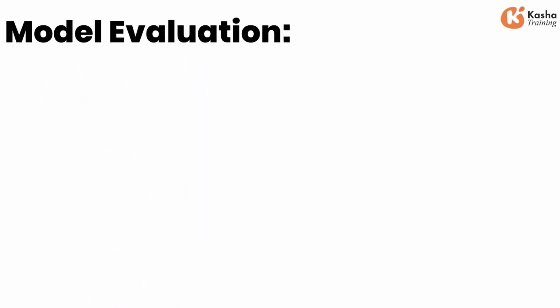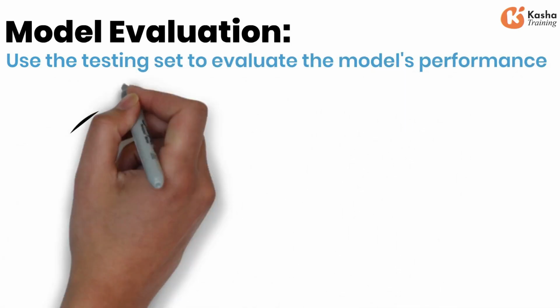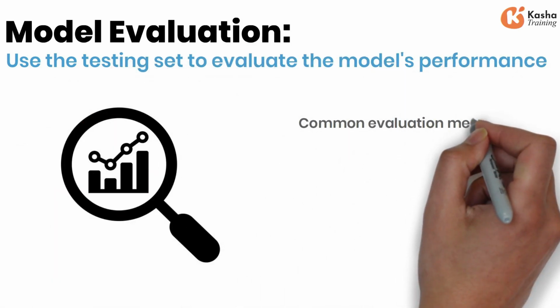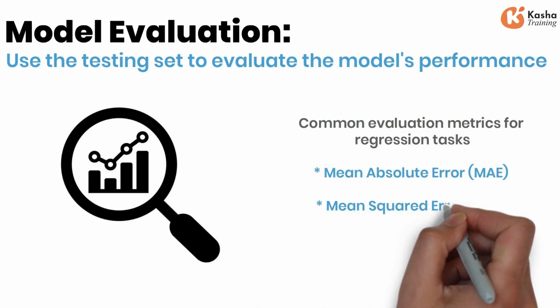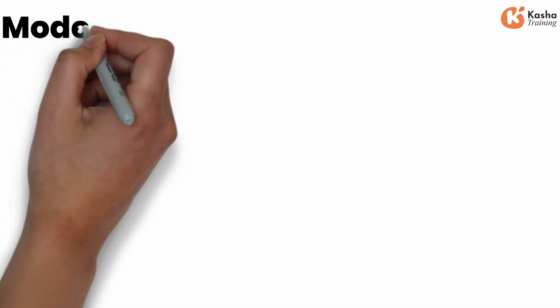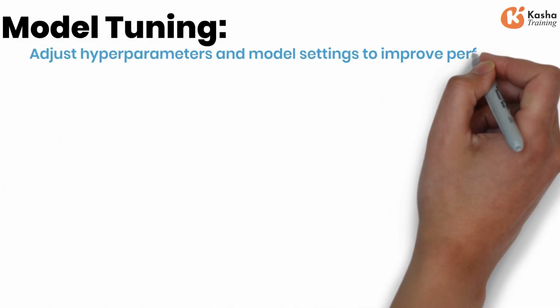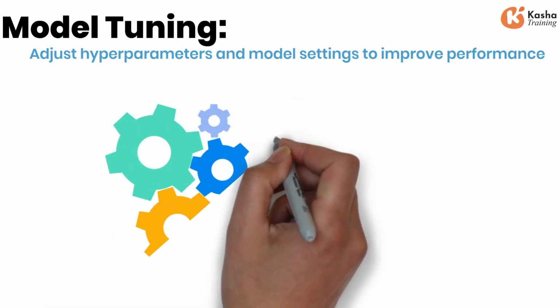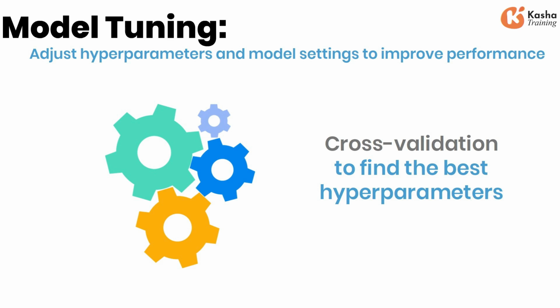Model evaluation. Use the testing set to evaluate the model's performance. Common evaluation metrics for regression tasks include mean absolute error, MAE, mean squared error, MSE, and root mean squared error, RMSE. Model tuning. Adjust hyperparameters and model settings to improve performance. You can use techniques like cross-validation to find the best hyperparameters.